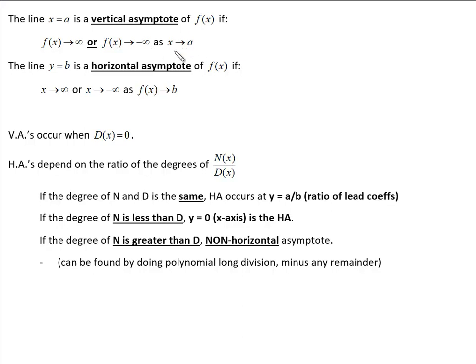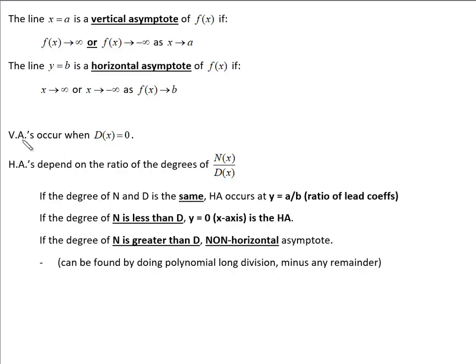And this is typically those values in the denominator that give us division by 0. Okay, the line y equals b, a horizontal line, is a horizontal asymptote if my function is shooting off towards positive or negative infinity left or right as my y values get closer and closer to b. And this will make more sense when we're graphing it.